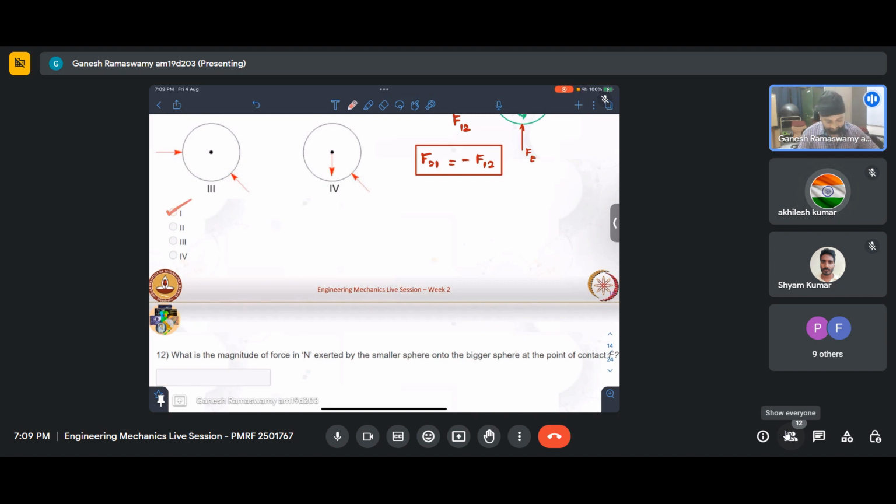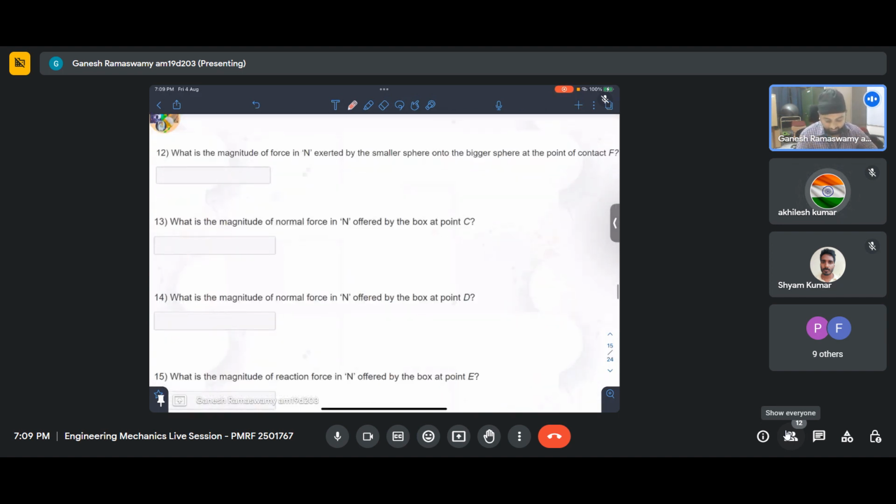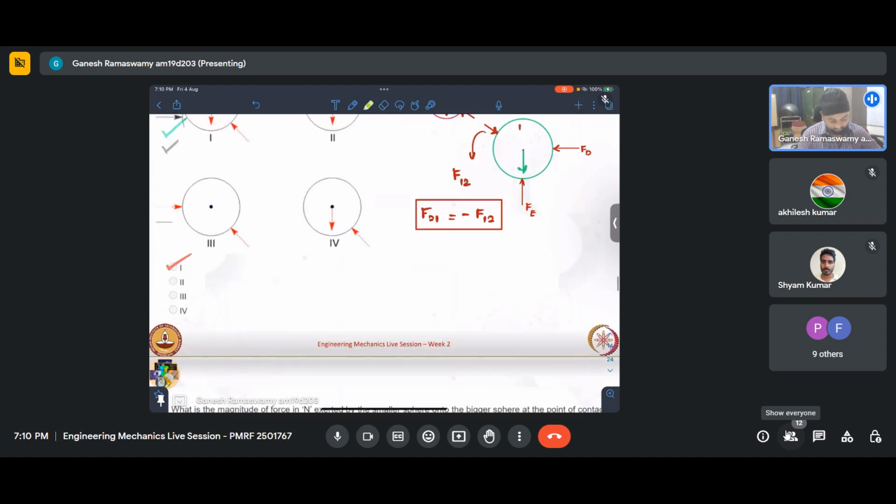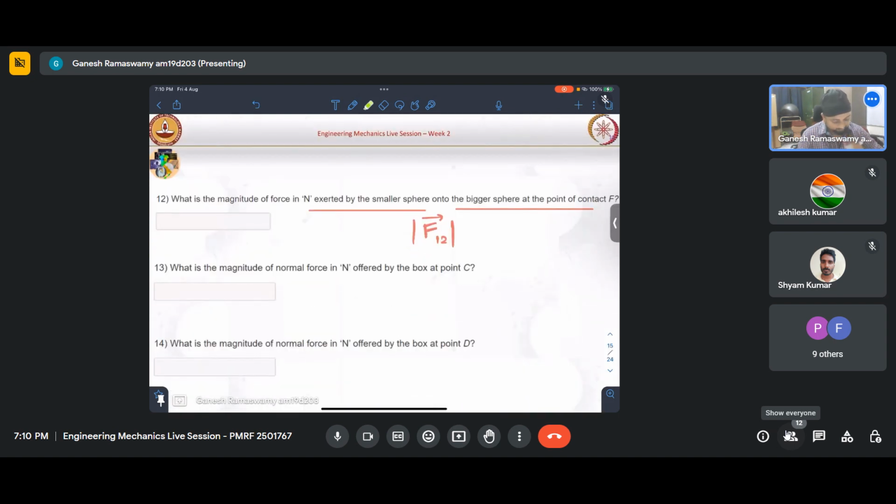फाइन, नाउ वी हैव टू कैलकुलेट व्हाट इज द मैग्नीट्यूड ऑफ फोर्स एग्जर्टेड बाय द स्मॉलर स्फीयर onto the bigger sphere at the contact point F. तो ये पूछ क्या रहे हैं, what are they asking essentially? They are asking F 1, 2 magnitude. This force is the force that is applied by the smaller sphere on the bigger sphere, and this is what they are trying to ask. What is the magnitude of that force?